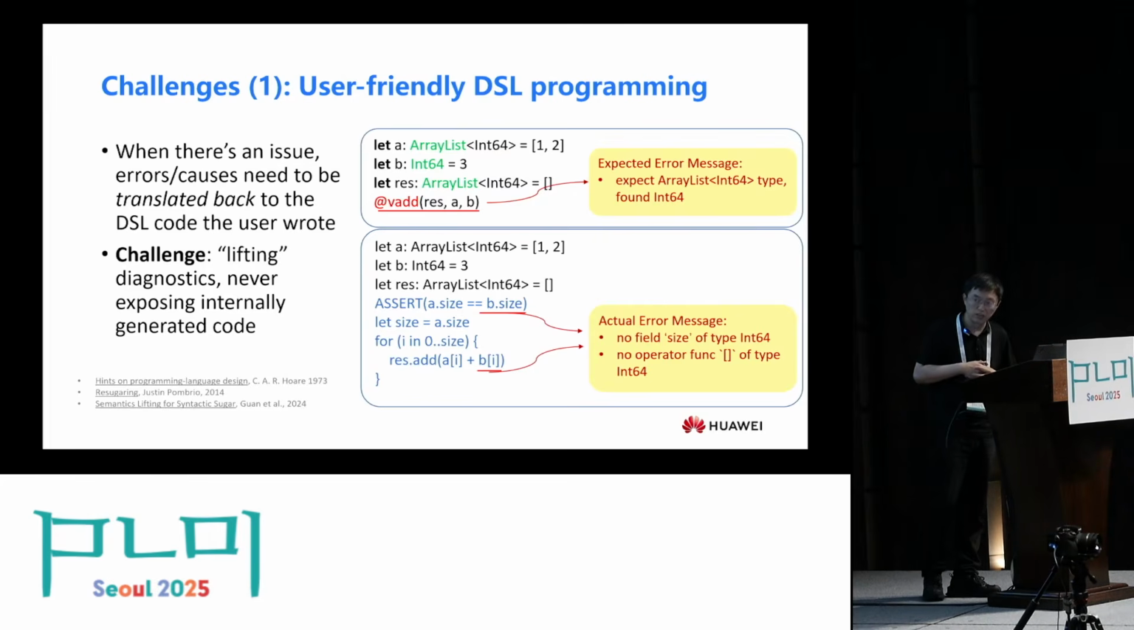But here, there's a mistake. B is an integer. So the expected error message should be the complaint about type mismatch. But if we expand the macro, actually we can see that the code below accesses the size field of B. Also, it uses the indexing operator to access the elements. So we'll get complaints like there's no size field for integer type, or there's no indexing operator for integers, which would look totally confusing to these domain programmers.